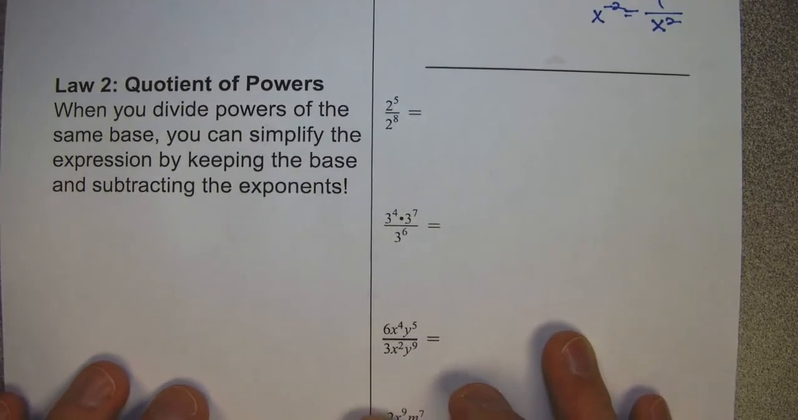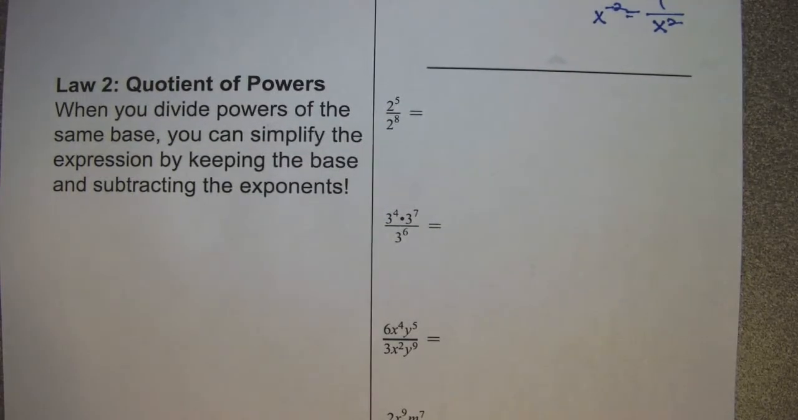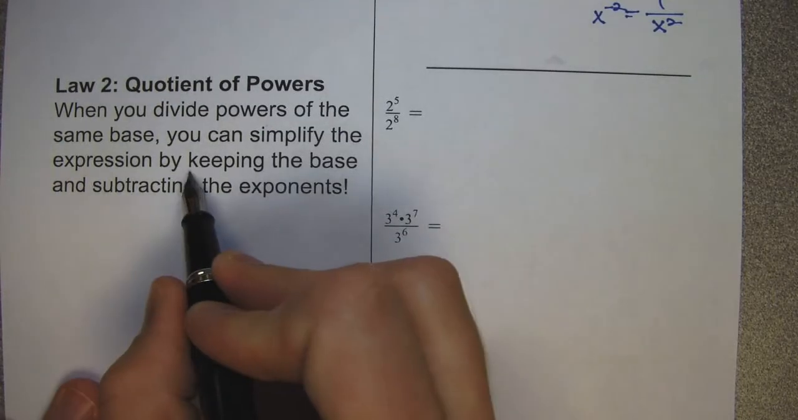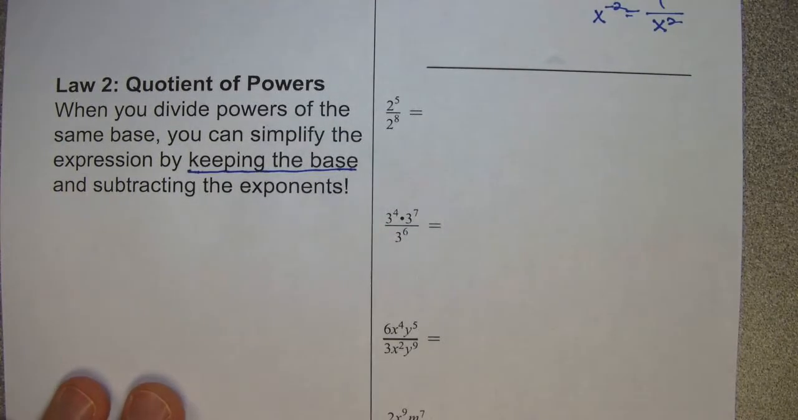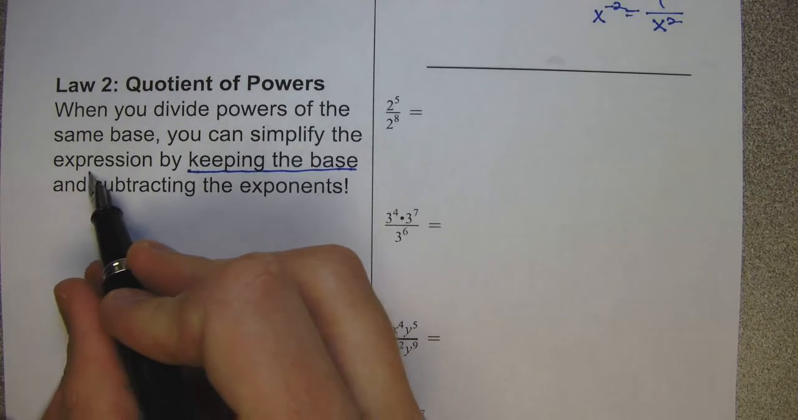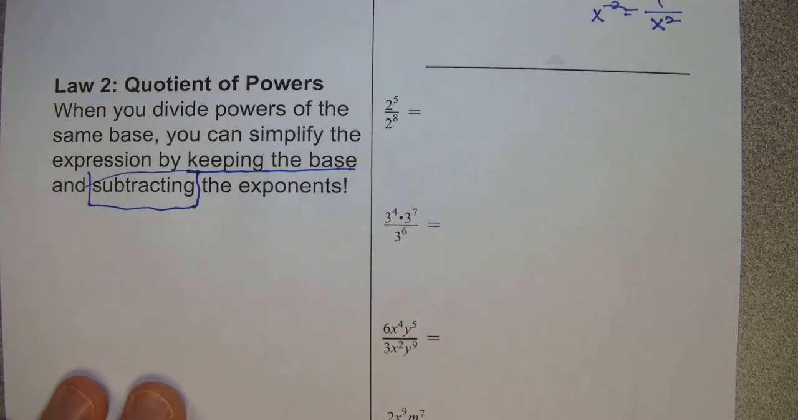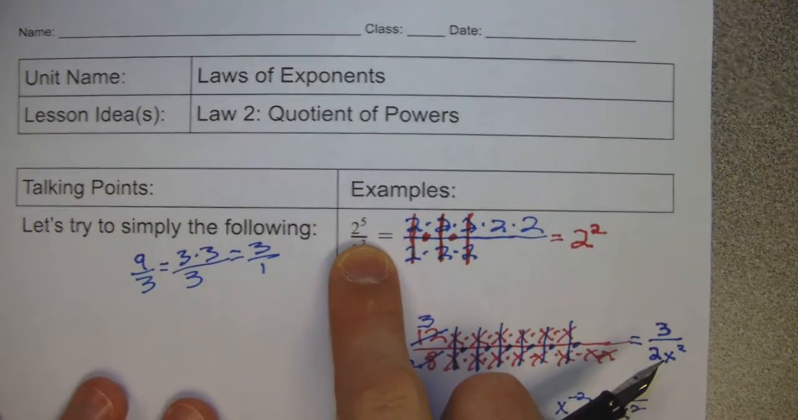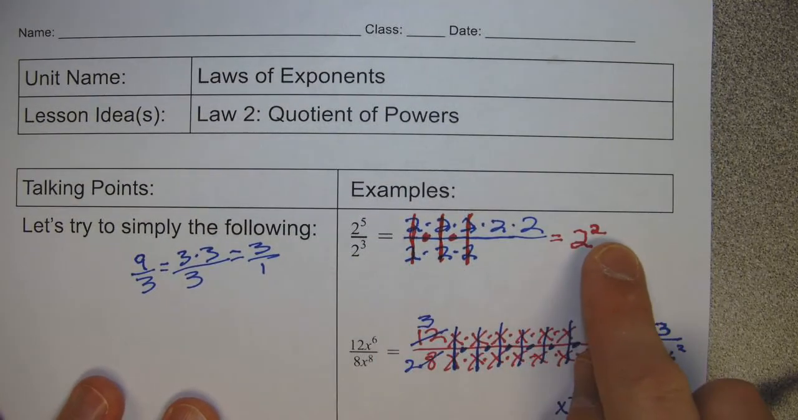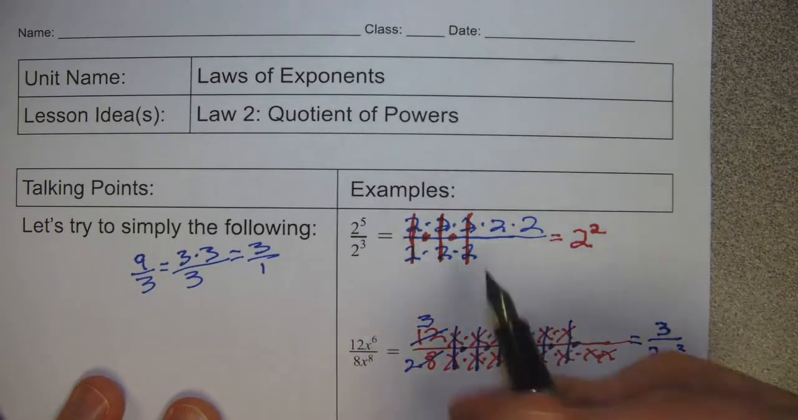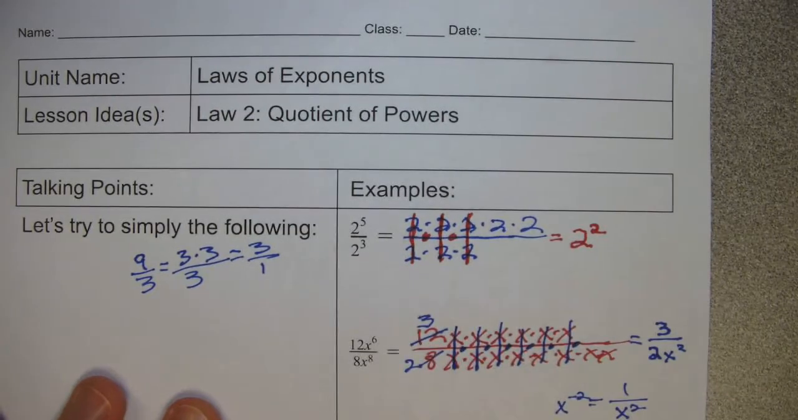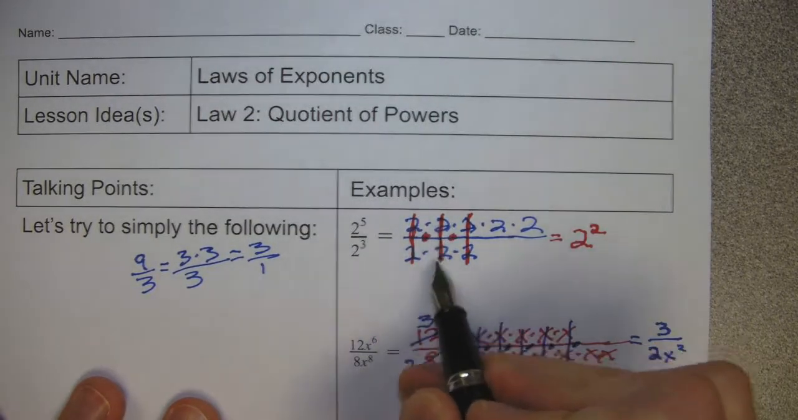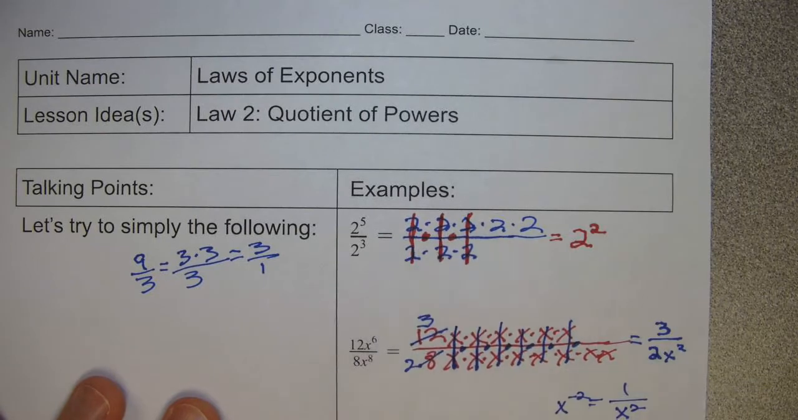Law 2, quotient of powers. When you divide powers of the same base, you can simplify the expression by, again, keeping the base. So again, don't ever get rid of the base. And then we subtract the exponents. Let's take a look. If I take 5 and subtract 3, sure enough, I get 2. And isn't that basically what I did? I had 5 2's, 3 2's, and then basically just subtracted those out and just took them off.